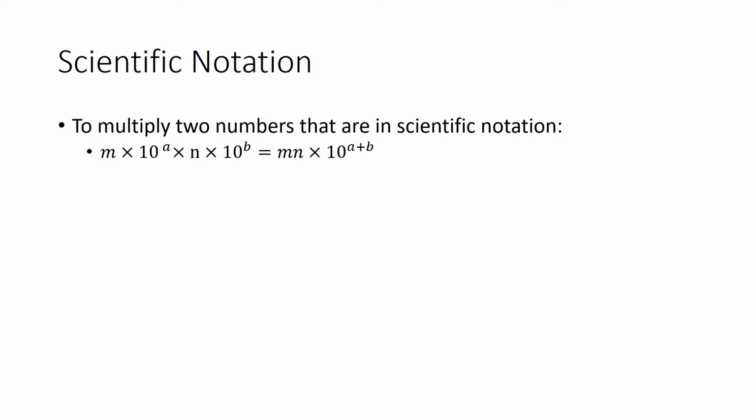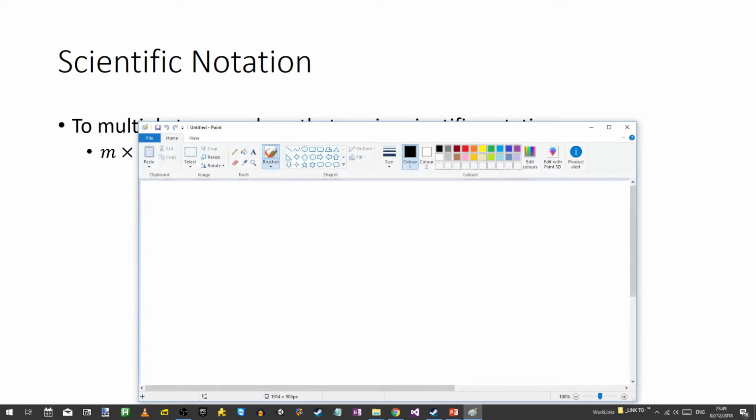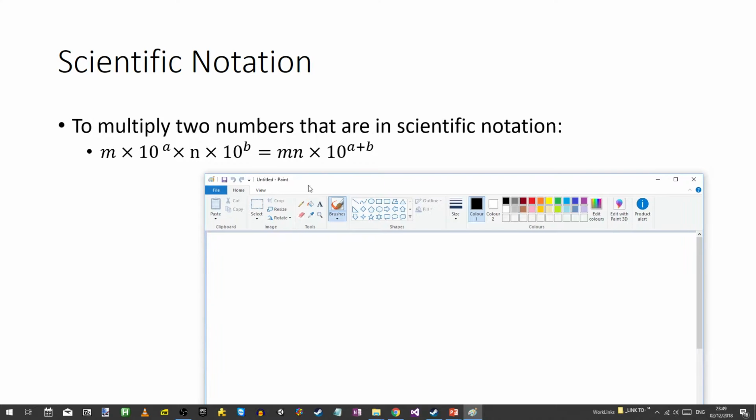So in scientific notation, if you want to multiply together two numbers that are in scientific notation, it's m times 10 to the a multiplied by n times 10 to the b gives us mn times 10 to the power a plus b, sorry. You know what, I might just load up Paint and show you an example there. So let's say it's 3 times 10 squared. I'll put that in brackets just for clarity. Multiply that by another number in scientific notation. Let's say 2 times 10 to the power 3.